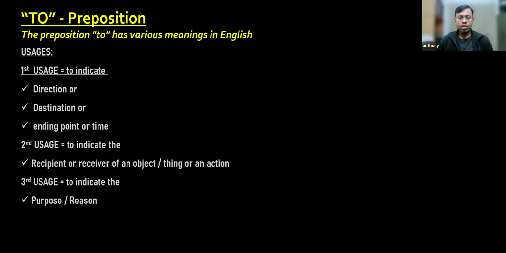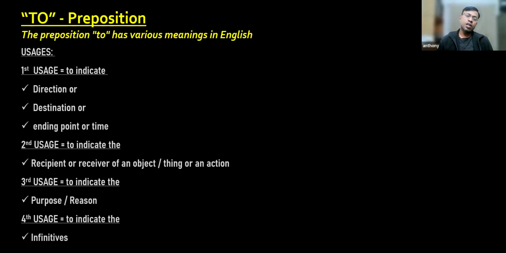Third usage: to mention the purpose or reason. See how the meaning is changing. Same one word, used in different ways. Now the last one: to indicate infinitives. Infinitive means where there is no end.